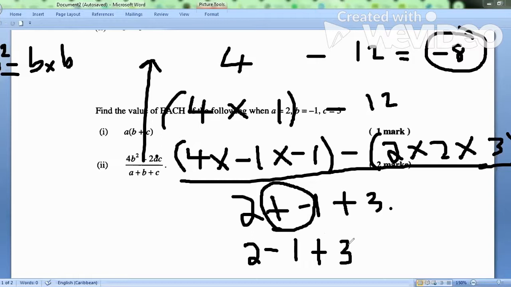What's the next step? The denominator of 4. What are we going to do? We're going to add. I add first and then I take away. 1 from 2 is 1, 1 plus 3 is 4.